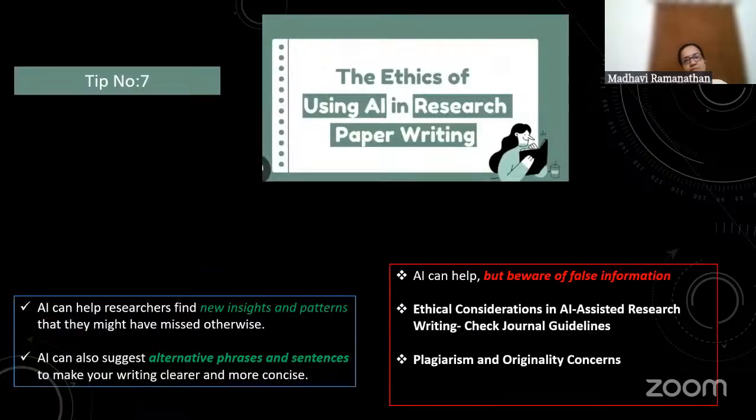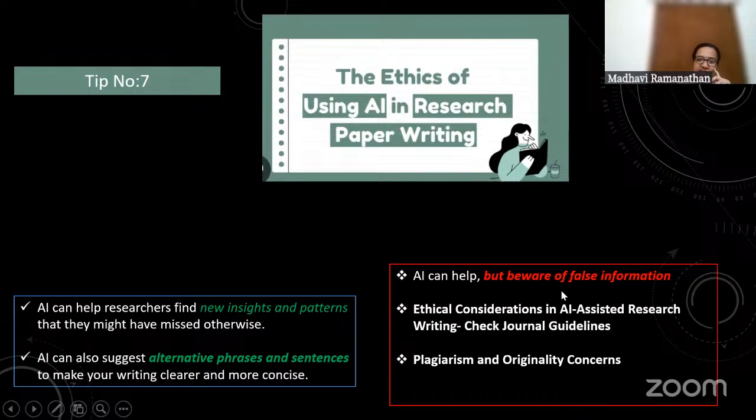A lot of talk has been going on about using AI in research paper writing. I would like to discuss a little bit about the ethics around it. Yes, AI does help in finding new insights, patterns, alternative phrases and sentences, like was already shown with Quillbot. But beware of false information as well.